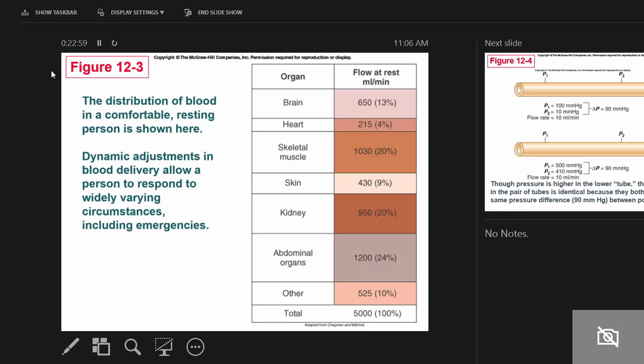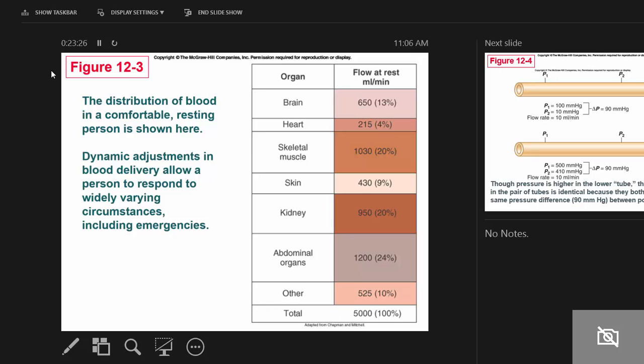And if you take a look at it, the majority of your blood, and this is at rest, so right now, the way you are right now, 24% of your blood goes to your abdominal organs, right? Your liver, your pancreas, your kidneys, your adrenal glands, your GI system, your stomach, your intestines, right? Abdominal.